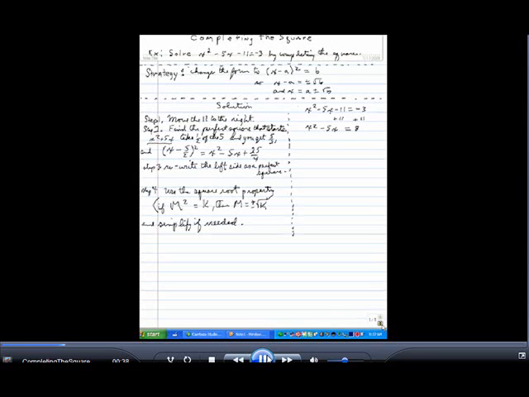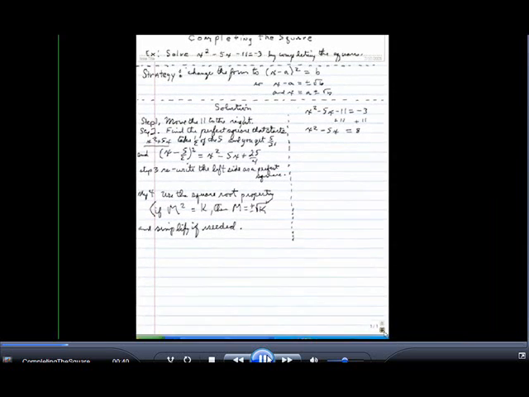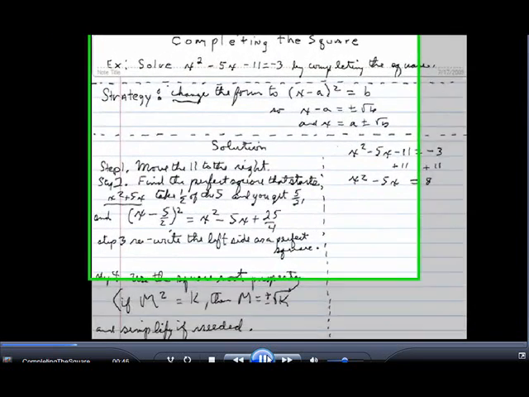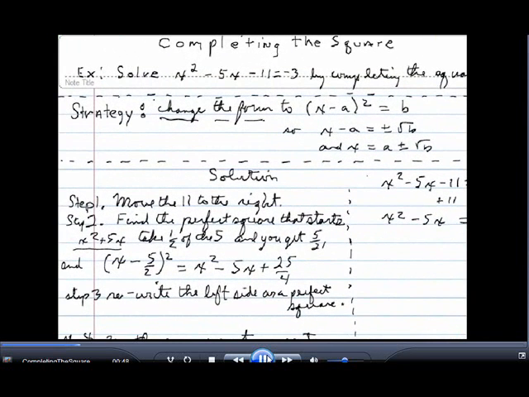When you complete the square, what you're trying to do is use the square root property. So we want to take that original equation and change the form to where we have x minus a or x plus a squared on one side. We call that a perfect square. When you have an expression that's squared like that, it's called a perfect square. And just another number on the other side.